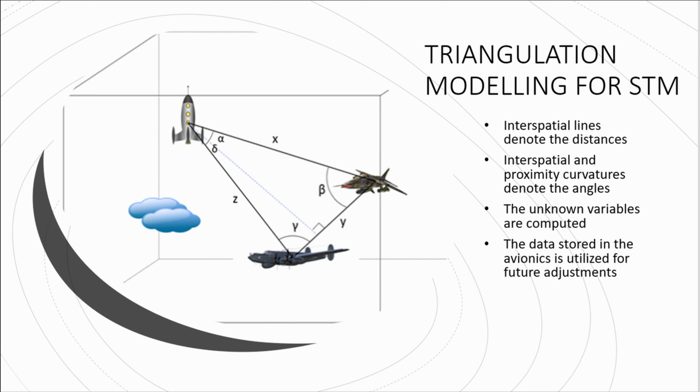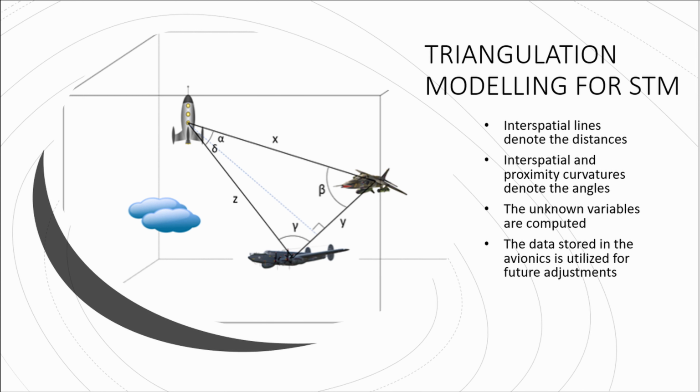Triangulation modeling for space traffic management. Now here the interspatial lines denote the distances. Interspatial and proximity curvatures denote the angles. The unknown variables are computed accordingly, and the data stored in the avionics is obviously utilized for future adjustments. Now let's move to the next slide.